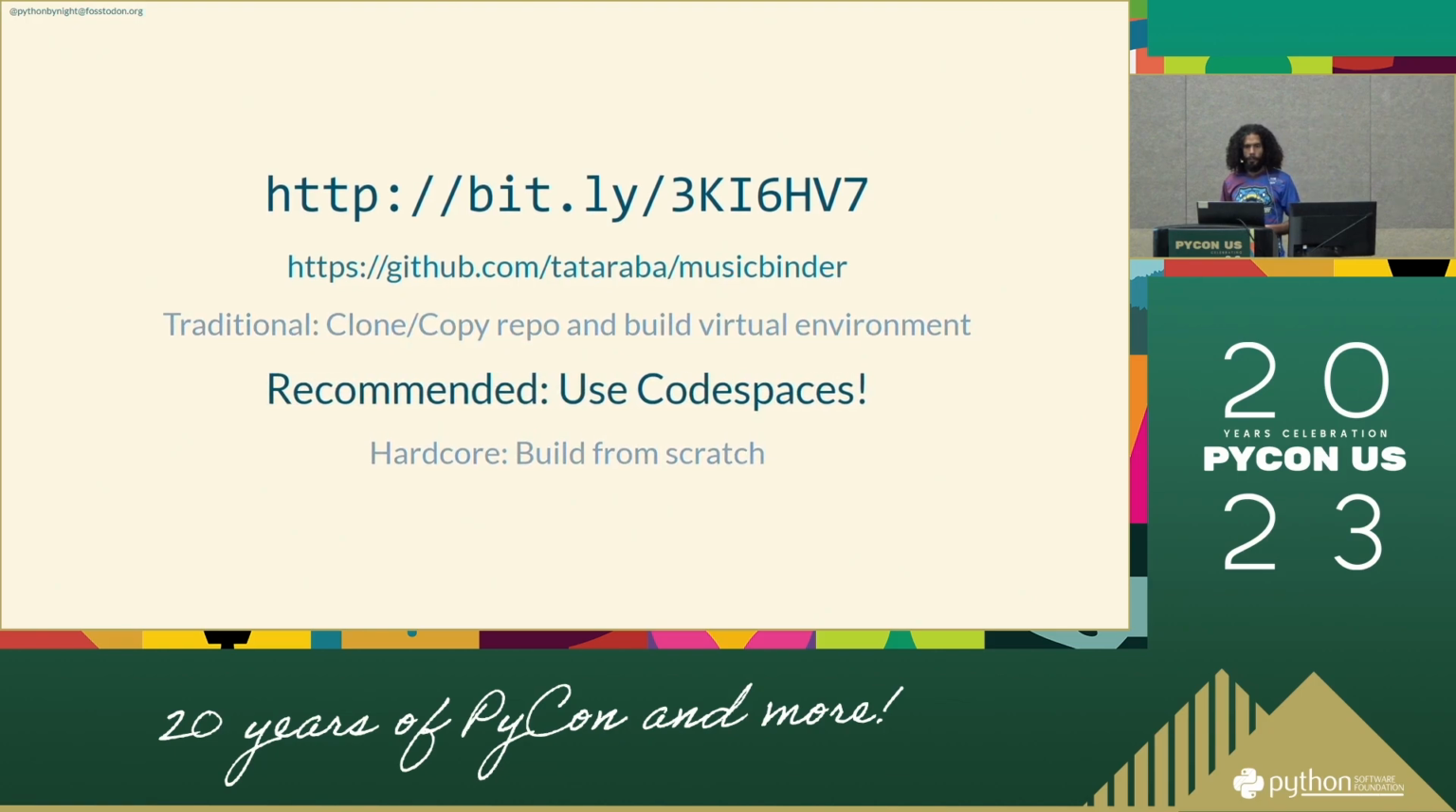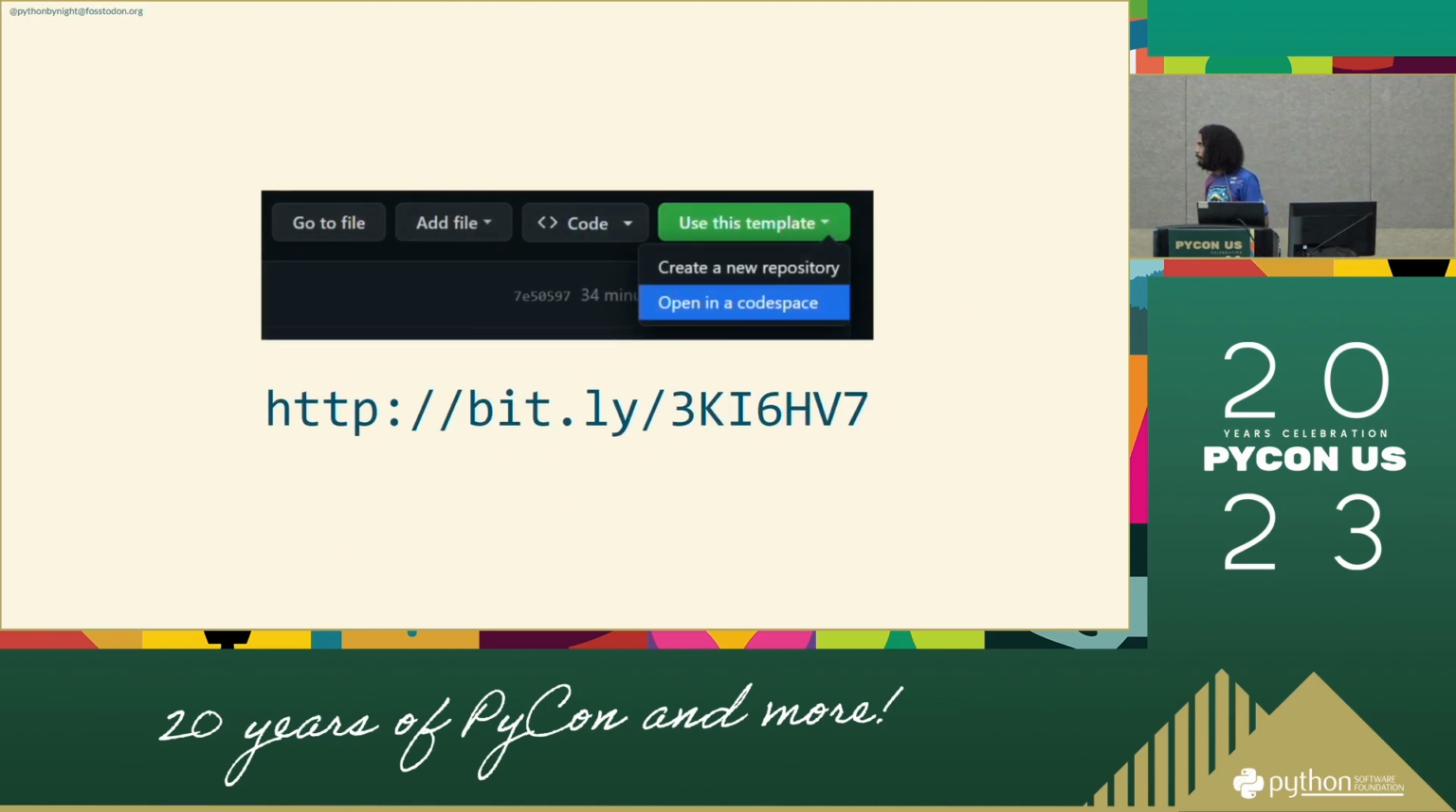Now, if you're using Codespaces, what you're going to want to look for is the button over here. There's one that says Code, and there's one that says Use this template. You can use either one to get the Codespace started. I like using the template. If you use the Code one, it actually gets you the Git history and a couple other things, but using this template just pulls up a very fresh version of the latest version of the repo.